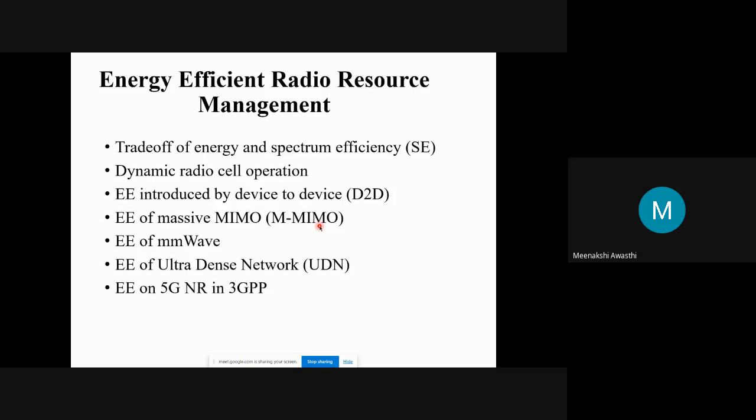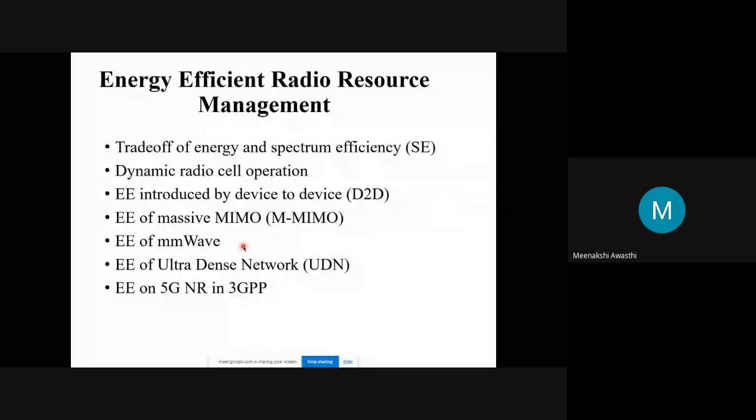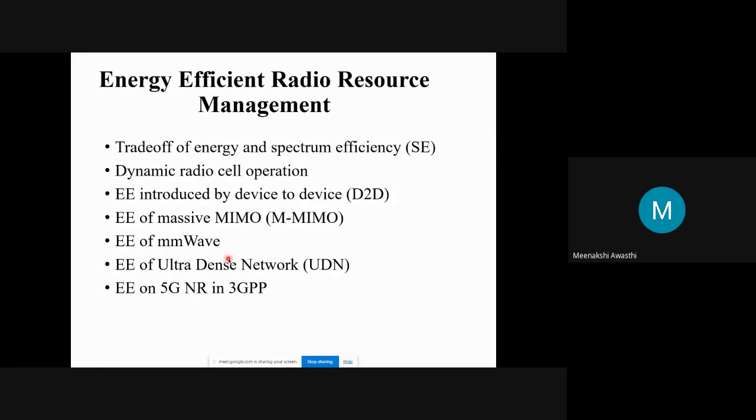Next is the energy efficiency of millimeter wave. You all must know that in 5G we talk about millimeter wave communication. This is another area of research in which we can optimize energy efficiency. Next is energy efficiency of ultra dense networks, which is also another area in which we can improve energy efficiency. Again, energy efficiency in 5G new radio in 3GPP. These are a few emerging areas we can think about to increase the energy efficiency of a network.